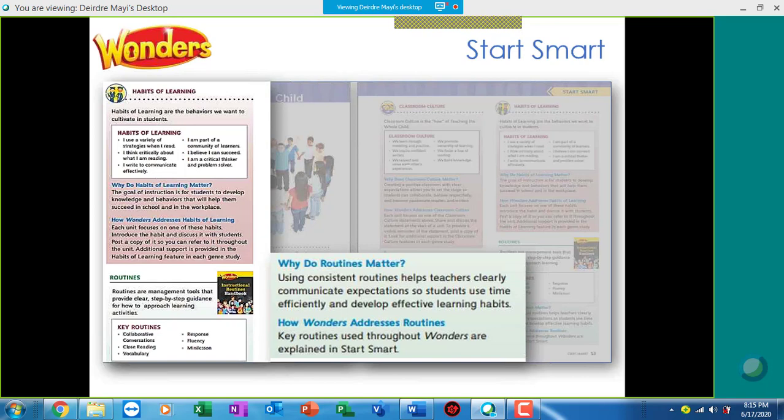Now, earlier I mentioned that it would be really critical to teach routines during Start Smart. Again, Start Smart is embedded in Unit 1, Weeks 1 and 2. These routines are really important because, again, they will be used so frequently within Wonders. And they take the guesswork out of what the student should be doing, allowing them to focus on what it is that you are teaching.